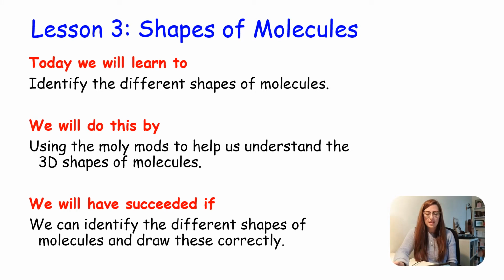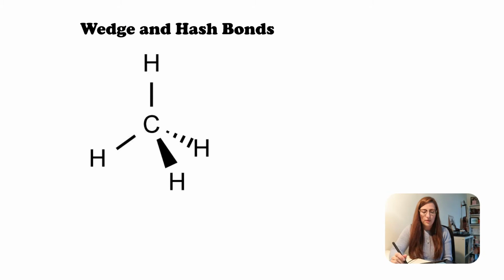So what we're going to look at today, as I've said, is the shapes of molecules. And by the end of the lesson today, I want you to be able to identify the shapes of different molecules by looking at the chemical formula and working out what shape this molecule should have. First we'll look at wedge and hash bonds. So before we talk about the different types of shapes, we want to recognise that molecules are not flat objects, they are 3D. And we have to have a way of drawing those shapes in 3D on paper. And how we do that is using wedge and hash bonds.